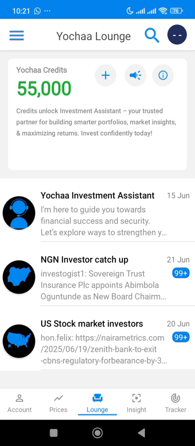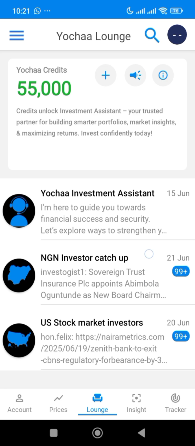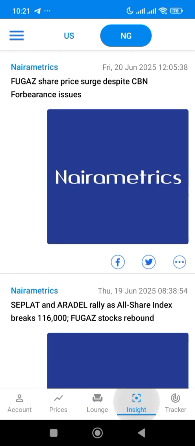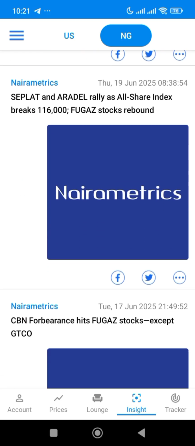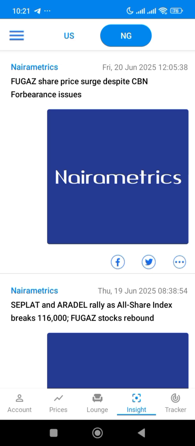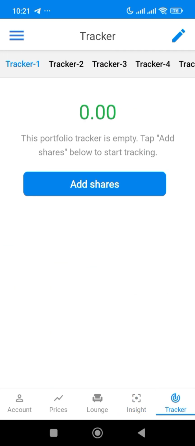Once you click on investment assistance, angel investment, like here you meet other investors like you and you know more about it. Then insights, you also read news. This is where you get some news about what is happening in the market. Then tracker. It's an inbuilt tracker where you can track your investments.